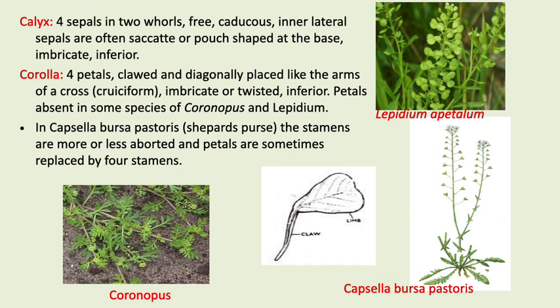Corolla is made up of four petals, clawed and diagonally placed like the arms of a cross, that is cruciform, imbricate or twisted aestivation, inferior. Petals are absent in some species of Coronopus and Lepidium. In Capsella bursa-pastoris, shepherd's purse, the stamens are more or less aborted and petals are sometimes replaced by four stamens.